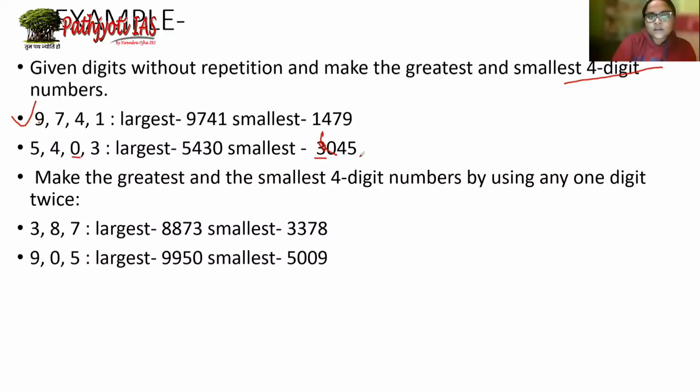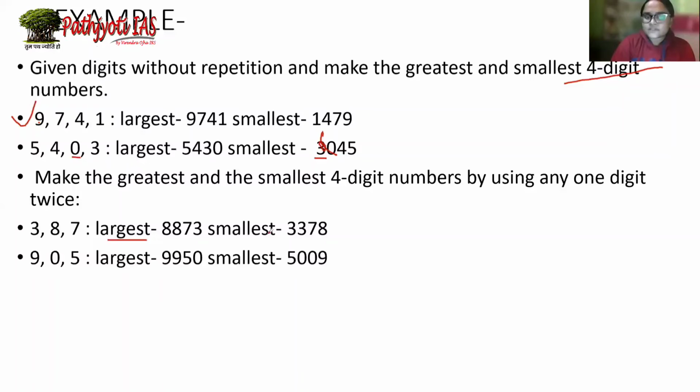And then, to make the greatest and the smallest number by using any one digit twice, here it says that 3 digits are given. So accordingly, we have to repeat a particular digit. For making the largest number, we have to repeat the largest digit. That is 8, 8. 8 is the largest number. So 8, 8, and then 7, then 3.